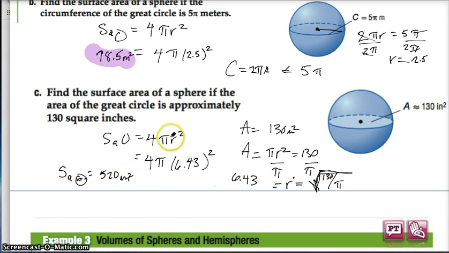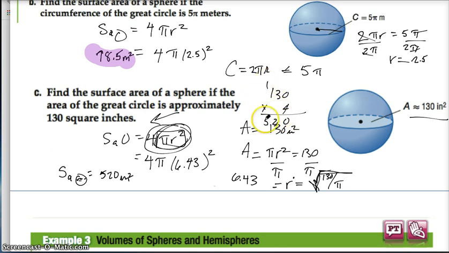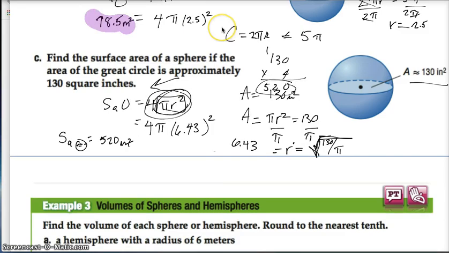I just realized something, and if you realize this, you are a rock star mathematician. If they gave us the area of the great circle, which would be pi r squared, all I had to do was multiply it by 4. Look, pi r squared is this value. I even used it to go and find r. All I had to do was hold on to pi r squared and multiply it by 4. So 130 times 4 is 520. Womp womp. I used a whole lot of time, and I'm sorry. Oh well. Alrighty.